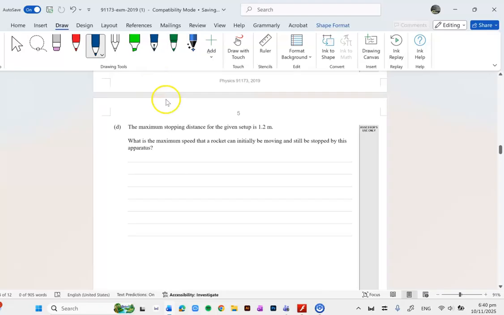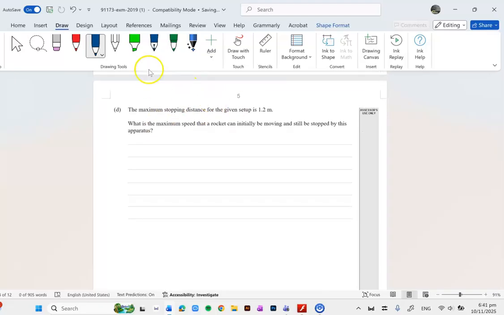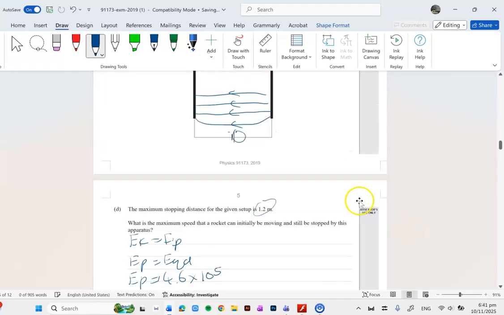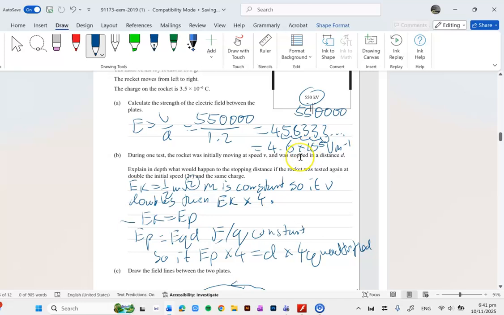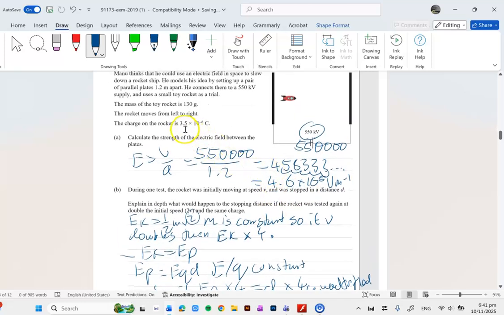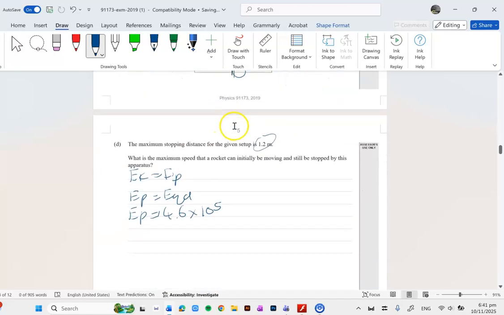Next. Maximum stopping distance is 1.2 meters. What is the maximum speed that a rocket can still be moving? So EK equals EP. EP equals EQD. E is the electric field strength, 4.6 times 10 to the 5. Yeah, it was. And the charge is 3.5 times 10 to the negative 6.